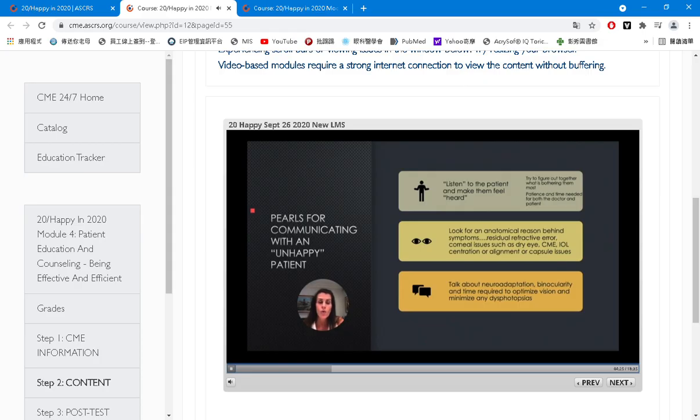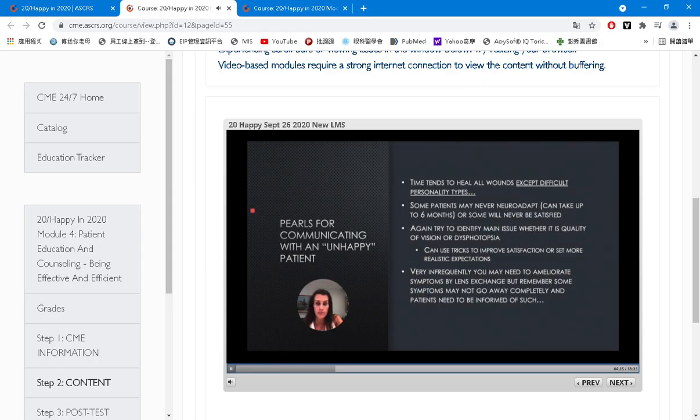It's also important to hold these patients very close to you. These are the patients that you don't want going to see other doctors. See them more frequently, make them know you're listening to them. Time does tend to heal all wounds, except for difficult personality types, and sometimes you miss them preoperatively, and some patients may never neuroadapt, or some patients will never be satisfied.